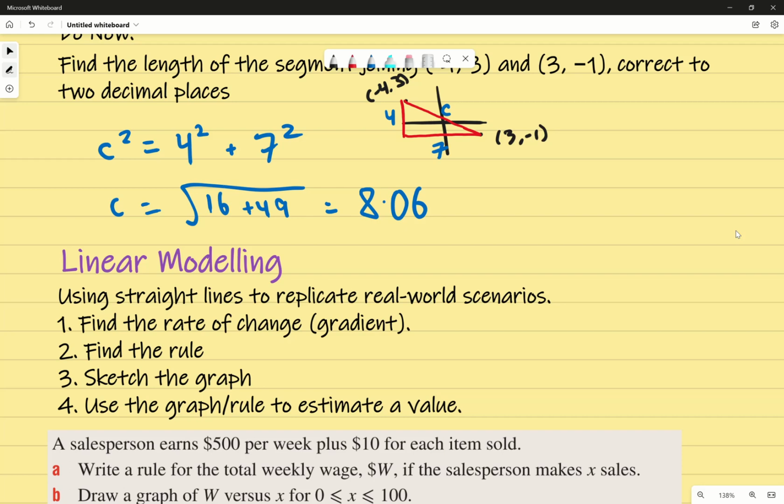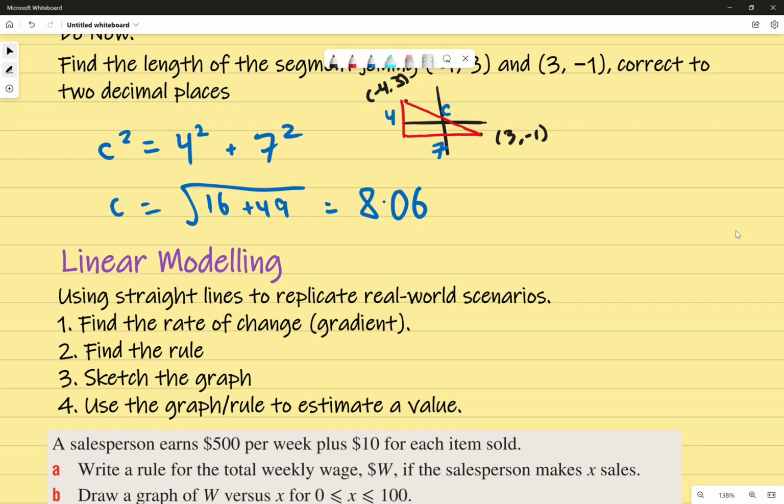When we're looking at real-world situations in linear modeling, if we're talking about the cost to hire something or the cost to use something, that could be linear. If we're talking about the path that a ball takes when you throw it, that could also be modeled using mathematics. Not linear, but other mathematics as well. So modeling just means to replicate real-life scenarios using mathematics. And oftentimes, the reason we replicate it is so that we can make estimations or predictions.